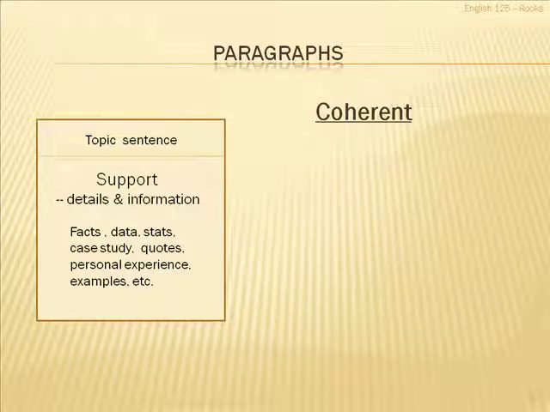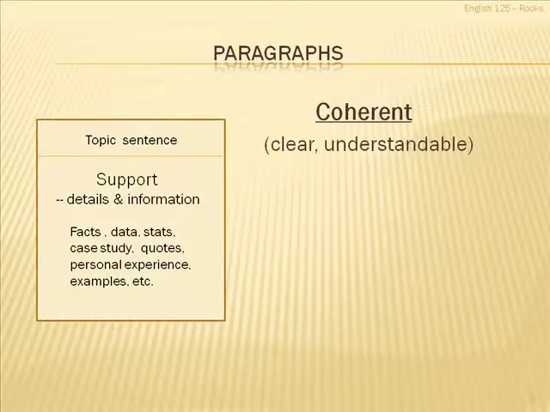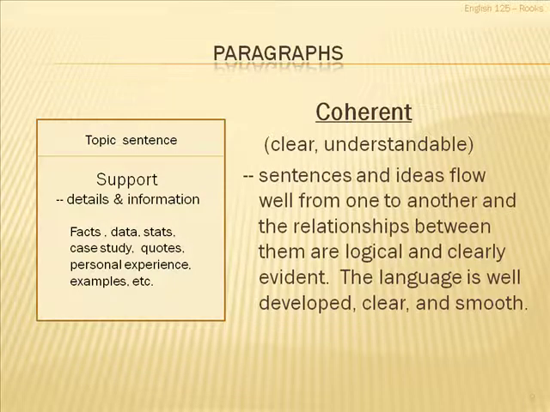Thirdly, the information in the paragraph must be coherent. What do we mean by coherent? To be coherent means to be clear and understandable. Coherent information means that the sentences and the ideas flow well from one to another, and the relationships between them are logical and clearly evident. The language is well developed, clear and smooth. Then we'll have coherence.